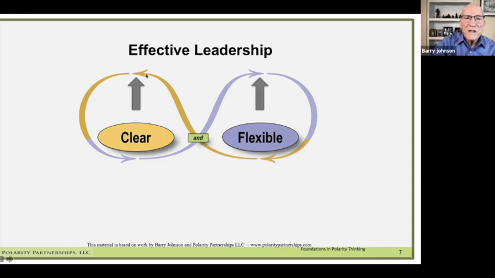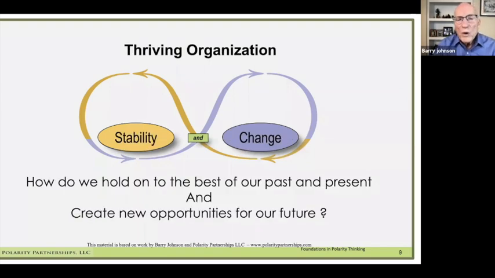If you'll notice how this infinity loop goes high up above each of these, with all polarities, what we're trying to do is maximize these upside benefits and minimize the downsides, minimize being rigid and minimize being ambiguous. If you can combine that clarity and flexibility, it will lead to effective leadership. With all polarities, what we're trying to do is first see them, and then maximize the benefit that each brings and minimize their limitations. Another example in leadership is task and relationship: we need to focus on getting the task done, and we need to build relationships. At the organizational level, one fundamental polarity is stability and change. How do we hold on to the best of our past and present and create new opportunities for our future?